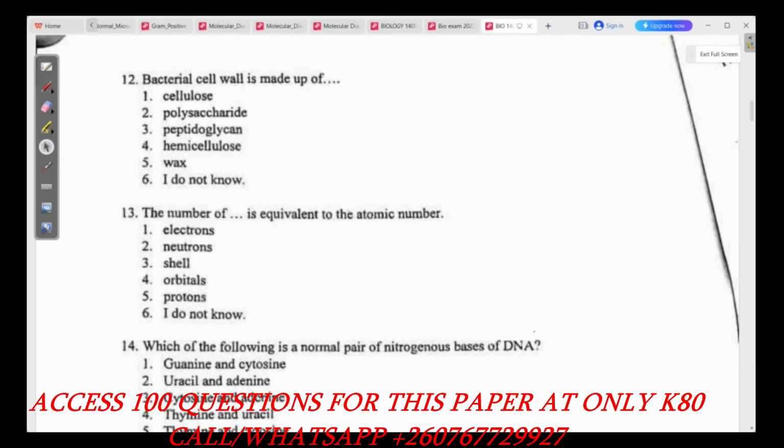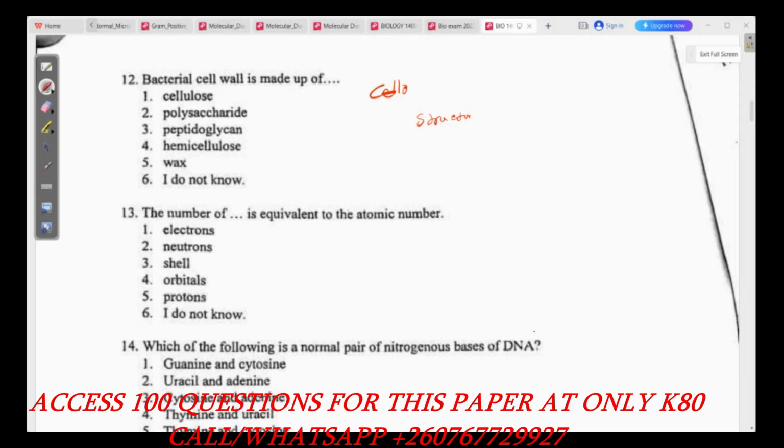Question 12 reads, bacterial cell wall is made up of 1. Cellulose. One thing that we know about cellulose is that it is involved in a structural component. So is the bacterial cell wall made up of cellulose? No. Polysaccharides, these are carbohydrates. 3 is saying it's made up of peptidoglycan.